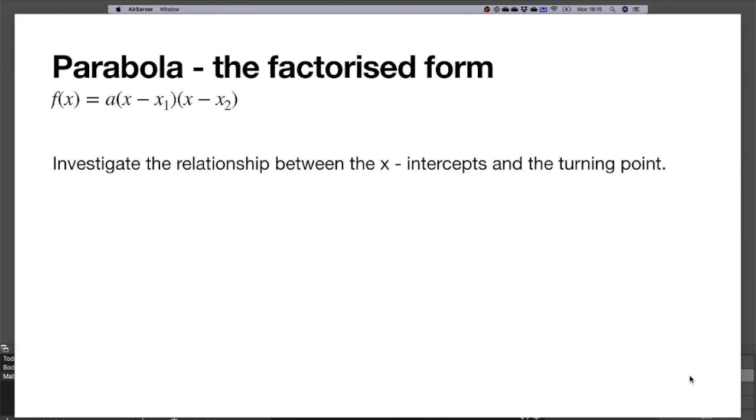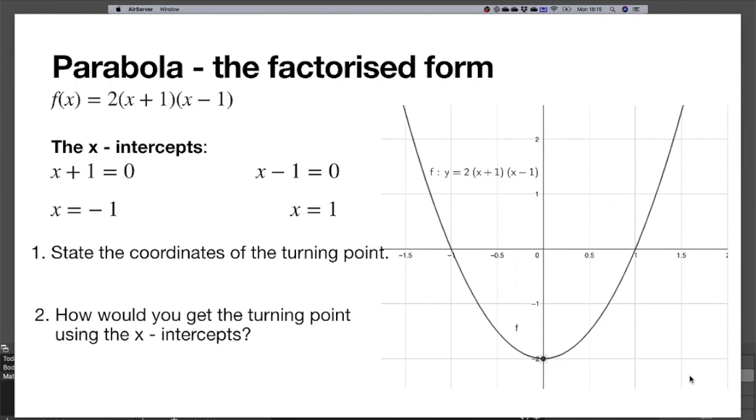So if you get an equation that looks like that, what is the quickest way of determining the turning point? Let's look at an example. f(x) = 2(x + 1)(x − 1). We want to sketch that graph, so the steps that you would need to take would be for you to work out the x-intercepts.